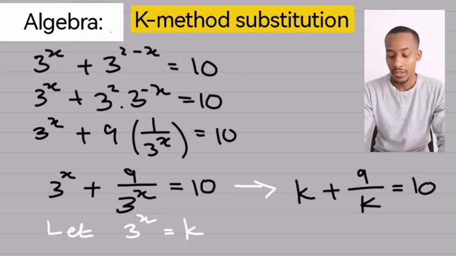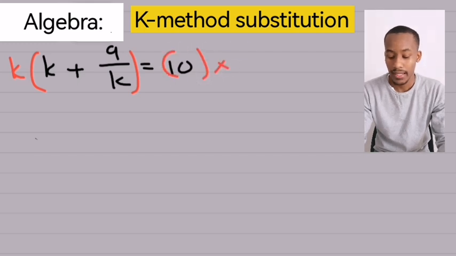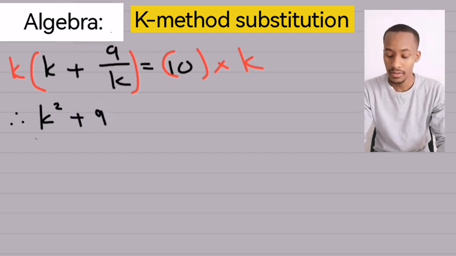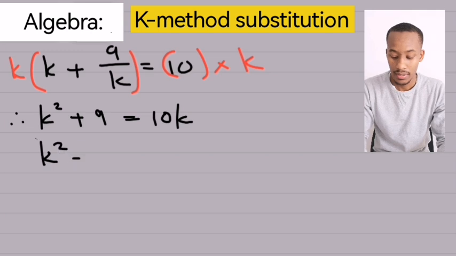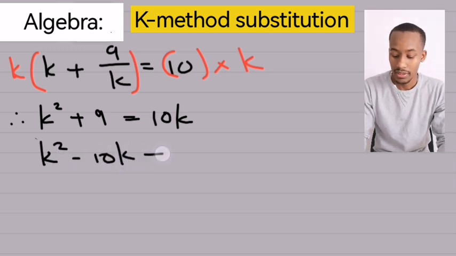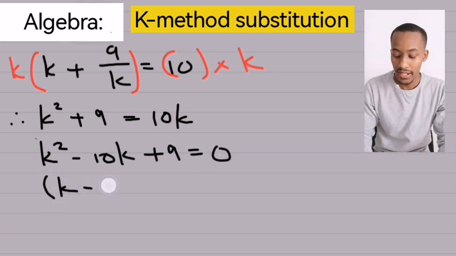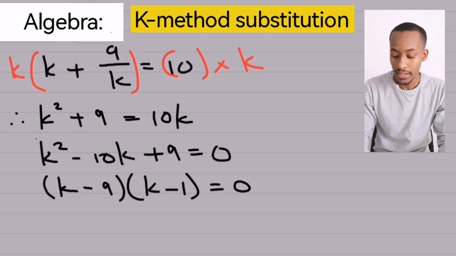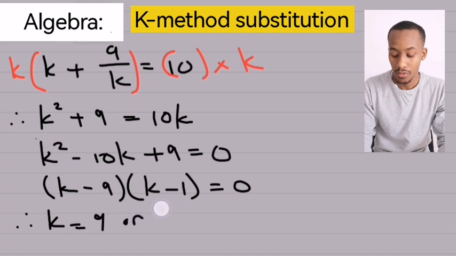Okay, at this point, since we have k as a denominator, I can multiply both sides by k. That leaves me with k squared plus 9, since the k's cancel, equal to 10k. Alright, again we have a trinomial, so let me just arrange everything. Bringing the 10k over, notice the sign changes, negative 10k, and now I can factorize. The factors of 9 to give me 10 would be 9 and 1. So k minus 9, k minus 1, and k is either equal to 9 or k is equal to 1.